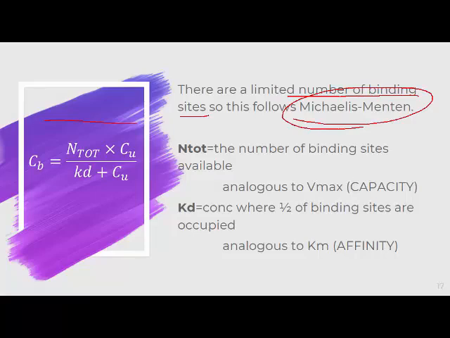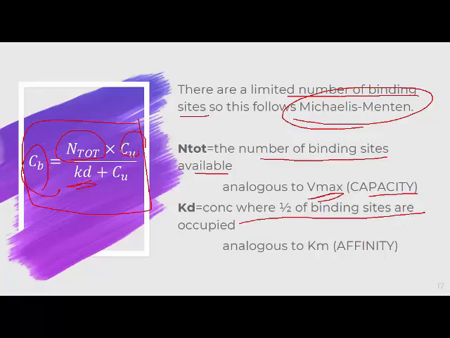As you can see, this equation is the Michaelis-Menten form, right? The concentration bound will be equal to the N total, which is the number of binding sites available. So it's the capacity of the system. It's analogous to Vmax, right? That times concentration all over Kd plus concentration. Kd is the concentration where half of the binding sites are occupied. This is analogous to Km, so it's the affinity constant. So this is what determines binding.